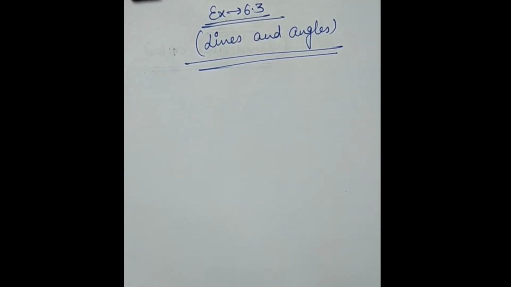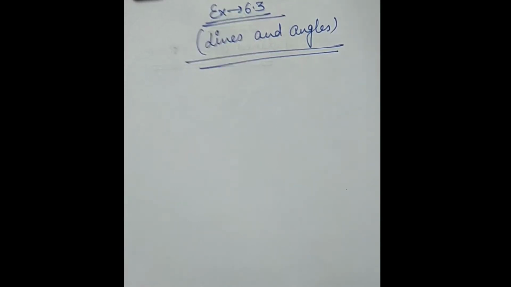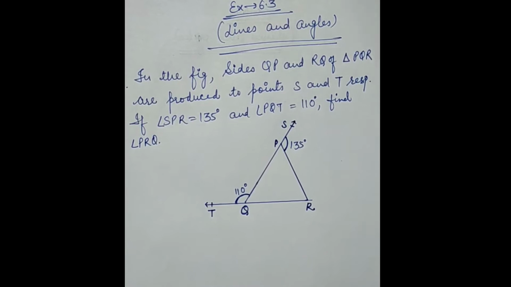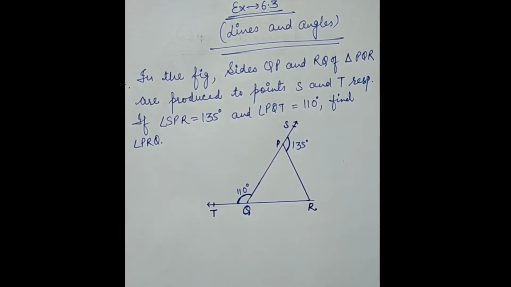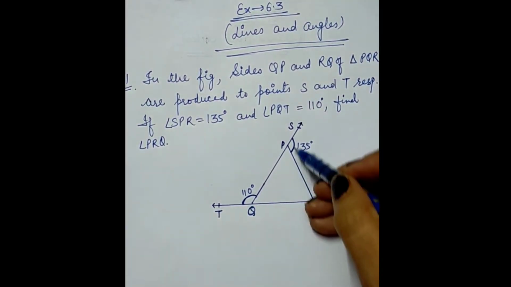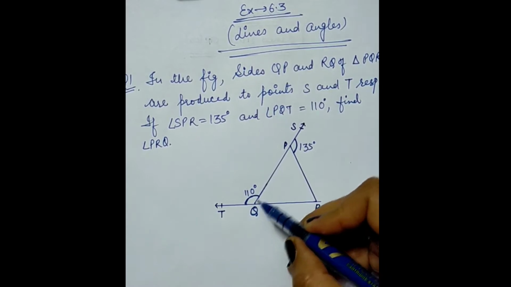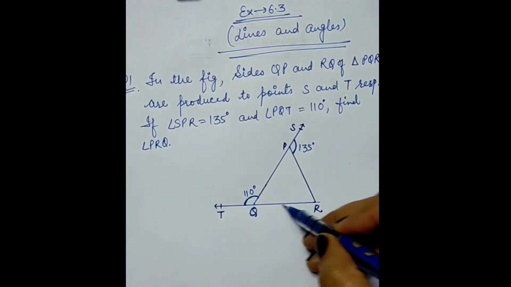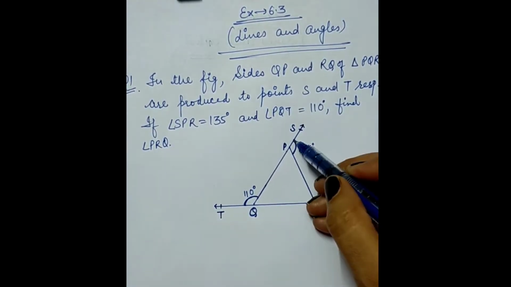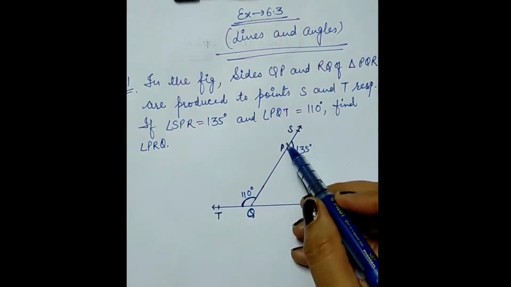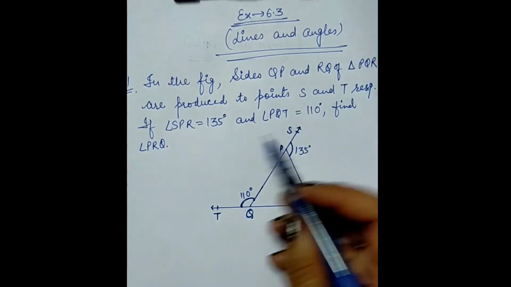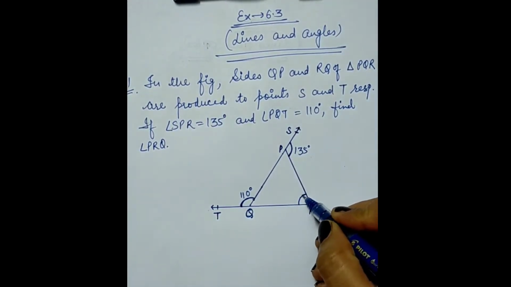Today we will be doing exercise 6.3 lines and angles. So this is question number 1 now. In the figure, sides QP and RQ of triangle PQR are produced to point S and T respectively. So you can see a triangle PQR is being given and sides QP is produced to point S and QR is produced to point T. If SPR, that means this angle, is given to be 135, PQT, that means this angle, 110. Find PRQ. We are supposed to find out this angle.